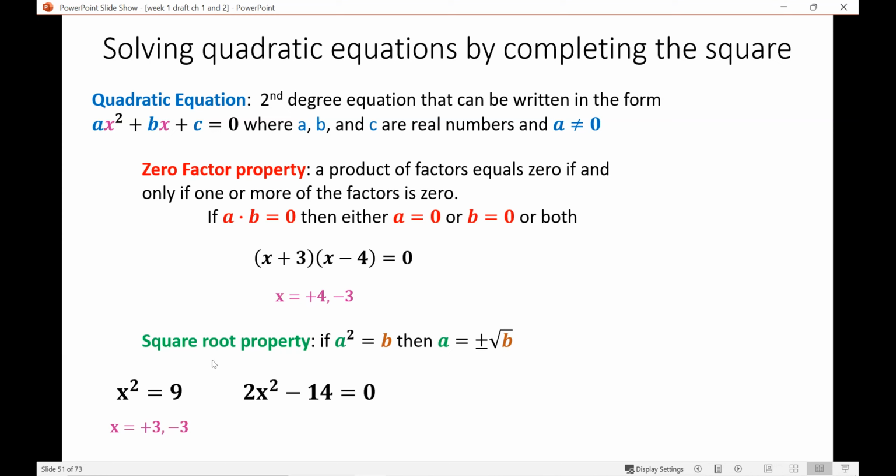Sometimes equations might look a little more complicated, but we can still use our square root property. So if we see something like this, our variable is just this single variable x being squared. So we're going to add 14 to both sides, divide by 2, and then we've got our x squared is 7. So we're going to have plus or minus the square root of 7.